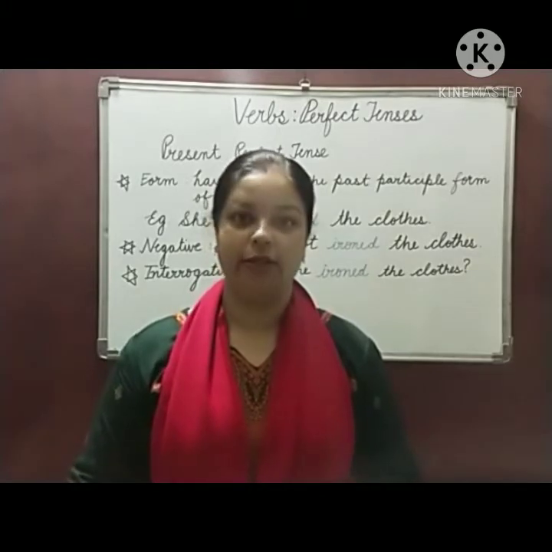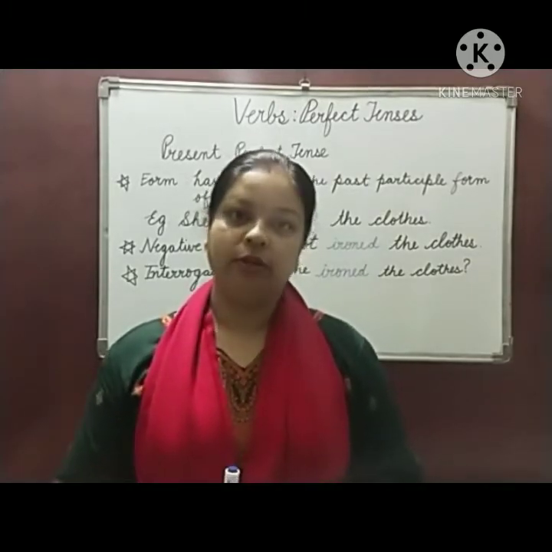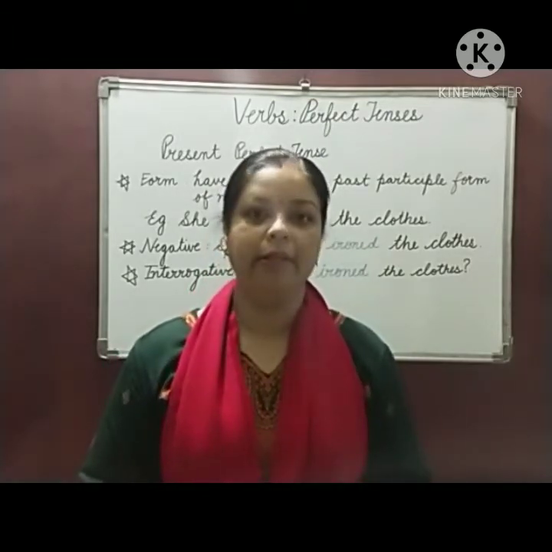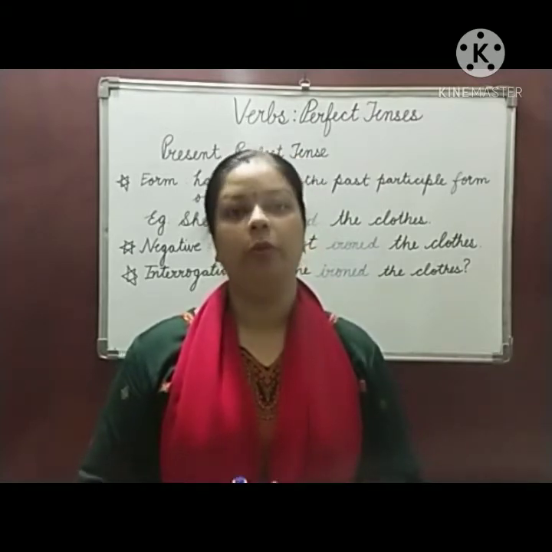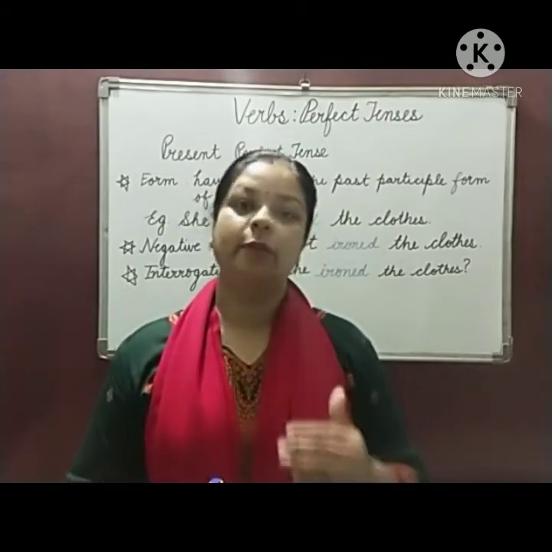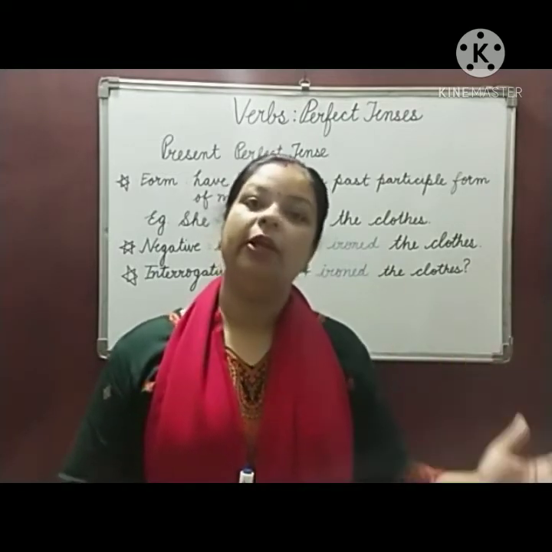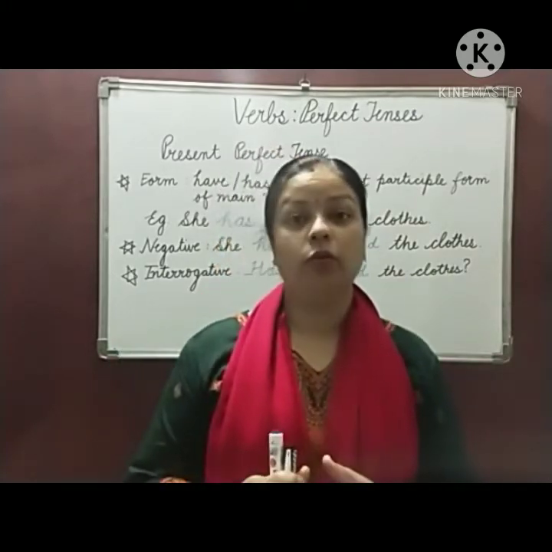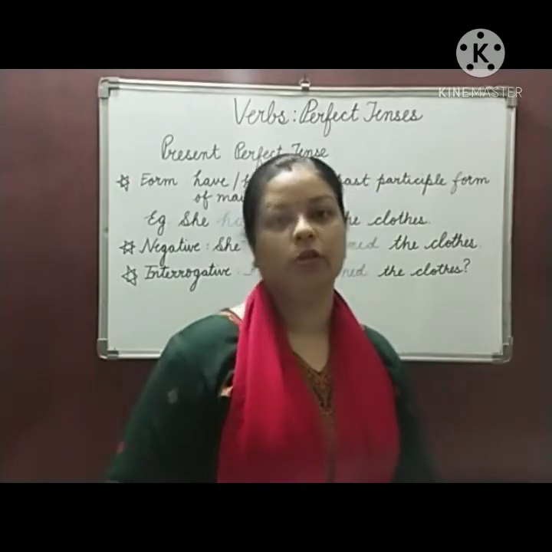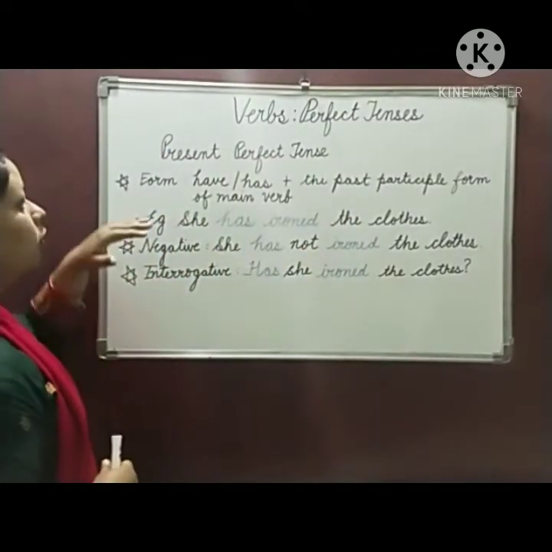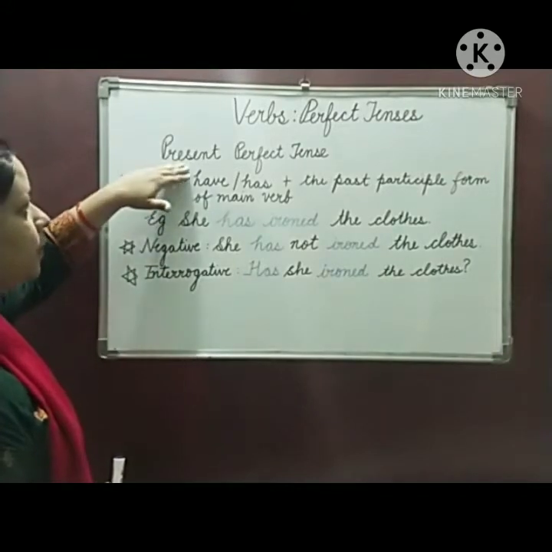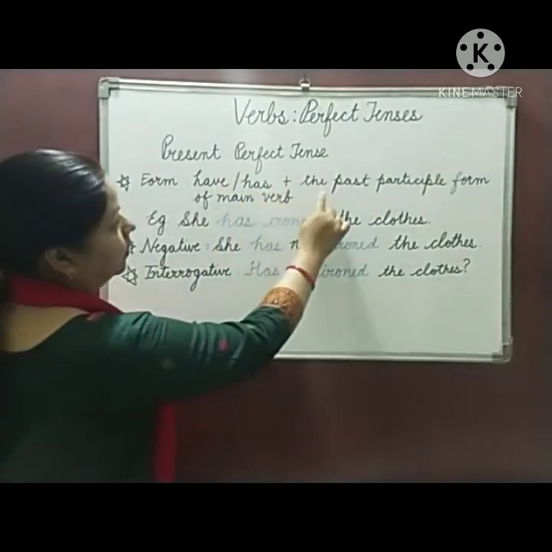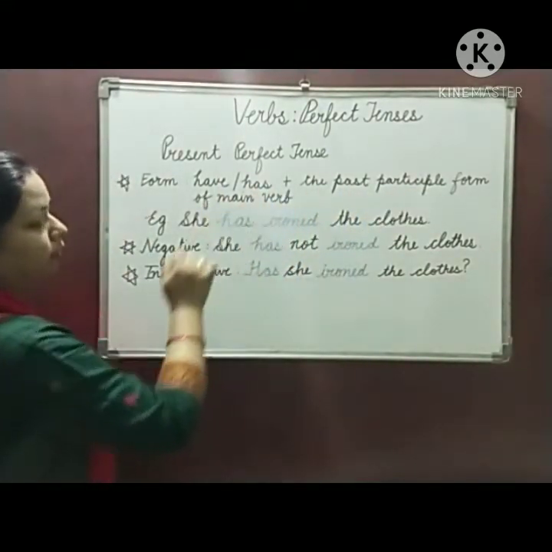In the present perfect tense, we talk about an action, or the present perfect tense refers to an action that has been completed at the time of speaking or the moment of speaking. Means when somebody speaks about any action, it has already been completed at the moment when the person speaks. For that, what is the rule of present perfect tense? Here we will see on the whiteboard the rule or the form: how to form a present perfect tense is using have or has plus the past participle form of the main verb.